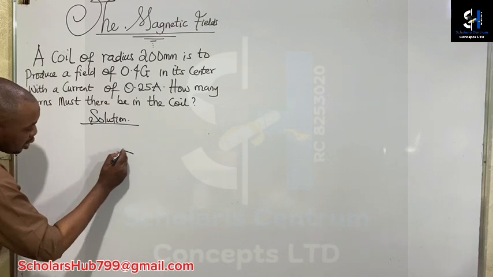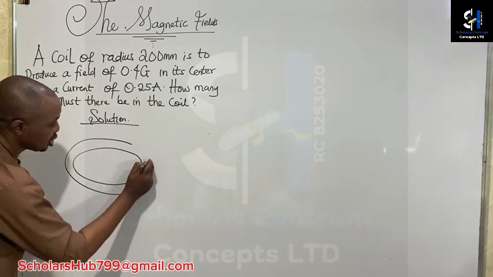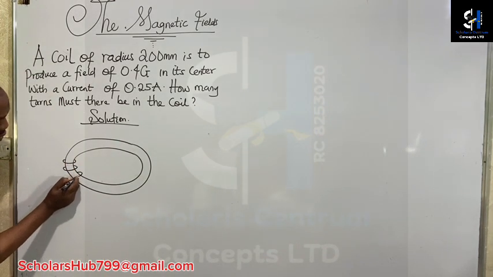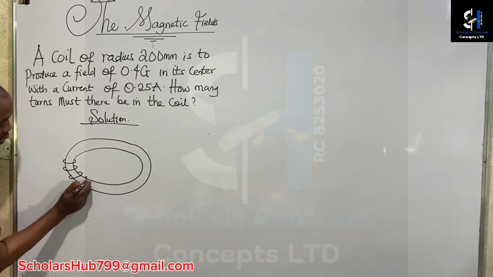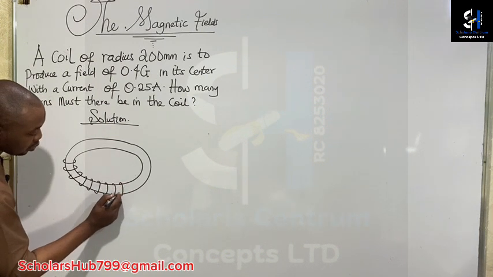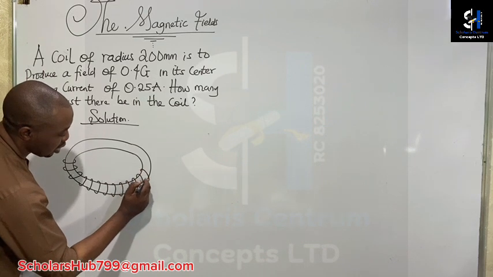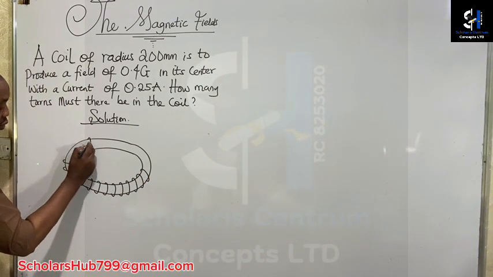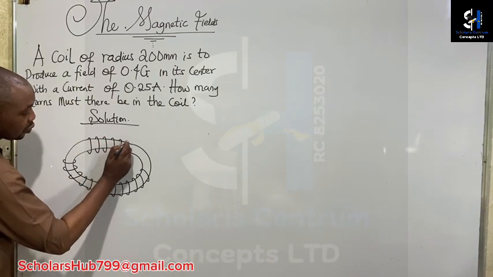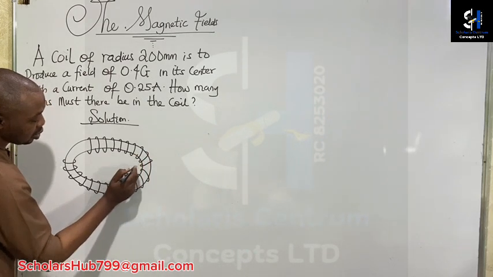when we talk about a coil, this is what a circular coil looks like. So we have the turns of wire around the coil, because we want to find out how many turns must there be in the coil. This is the turns of wire in the coil.